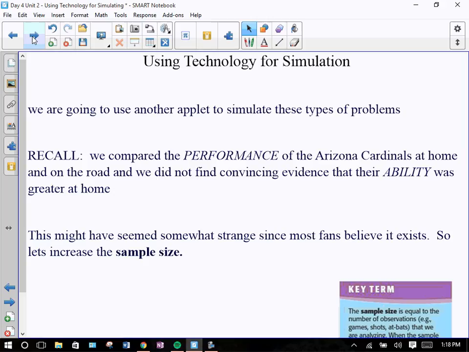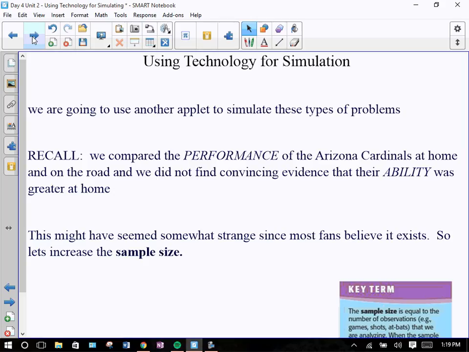If you ever play a sport or you ever watch sports, you always hear them talk about home field advantage. So it must exist, right? I mean, they wouldn't just talk about it if it didn't actually exist. So it seems weird that we found out previously that it didn't exist. Well, why was that?